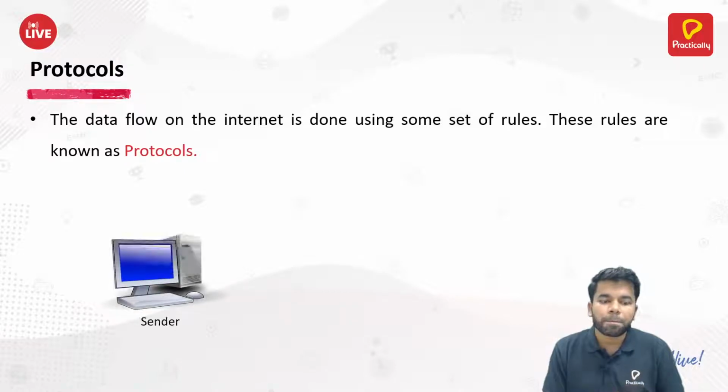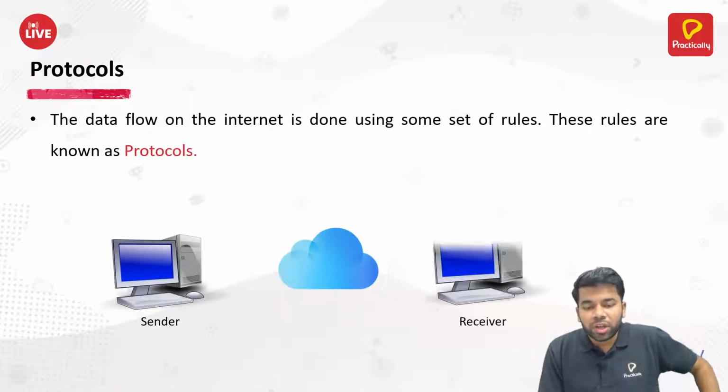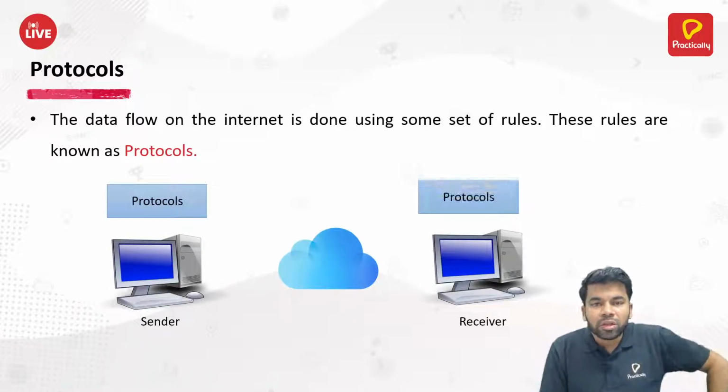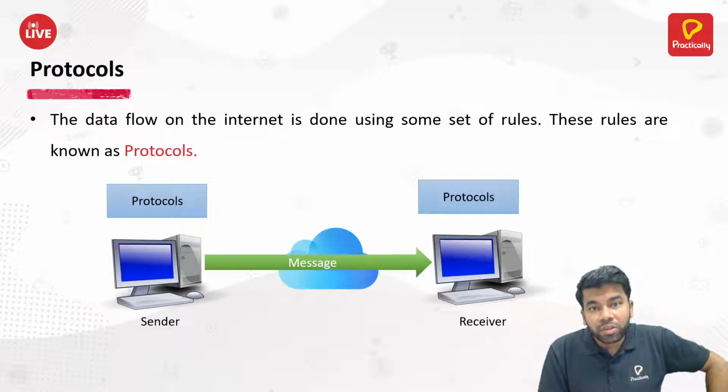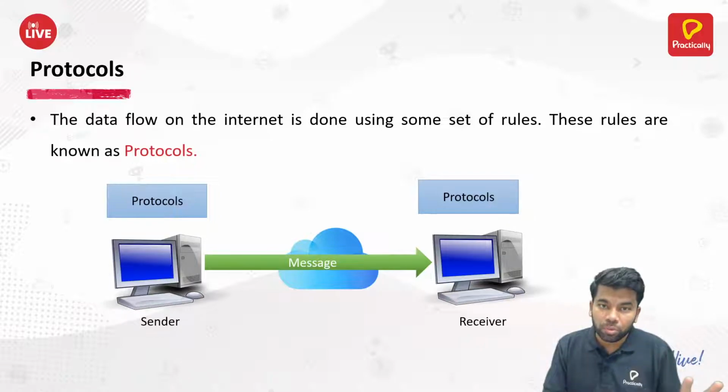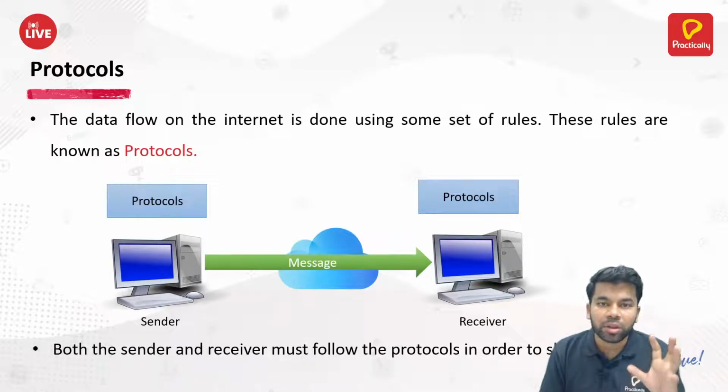Suppose a sender is sending the data to the receiver with the help of some protocol, and the receiver is sending back data with the help of some protocol only. This is happening with the help of protocols. Both the sender as well as the receiver should follow these protocols. Now, what are the different types or examples of protocols? Now we are going to see.